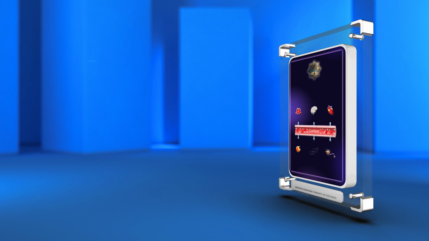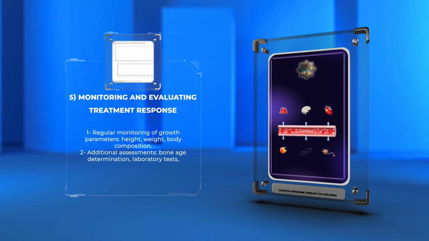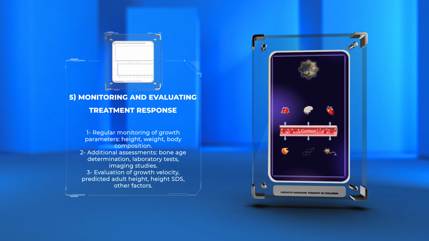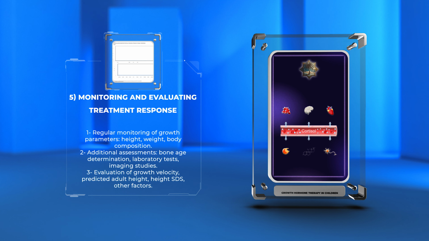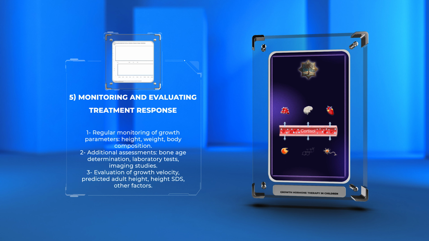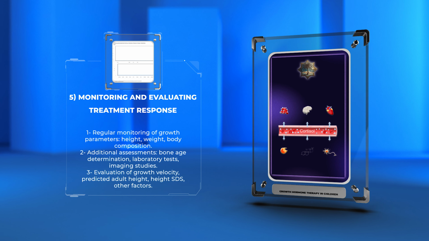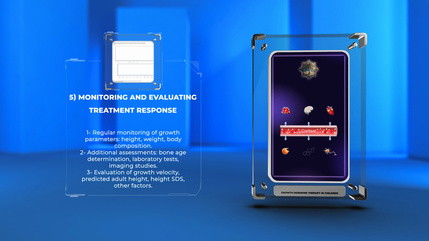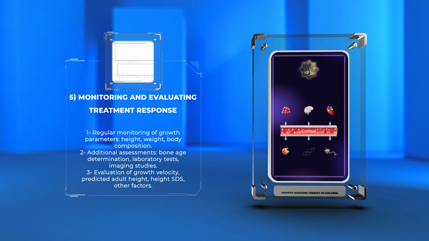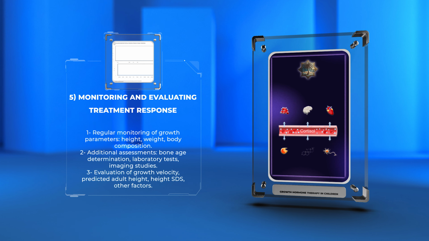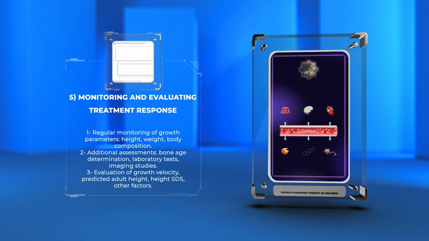Regular monitoring of growth parameters, including height, weight, and body composition, is essential to evaluate the response to growth hormone therapy accurately. Additional assessments such as bone age determination, laboratory tests, and imaging studies may also be performed to monitor treatment response. Evaluating treatment response involves considering growth velocity, predicted adult height, height SDS, standard deviation score, and other relevant factors. Close collaboration between the endocrinologist, patient, and caregivers is necessary to ensure proper monitoring and adjustment of treatment plans.